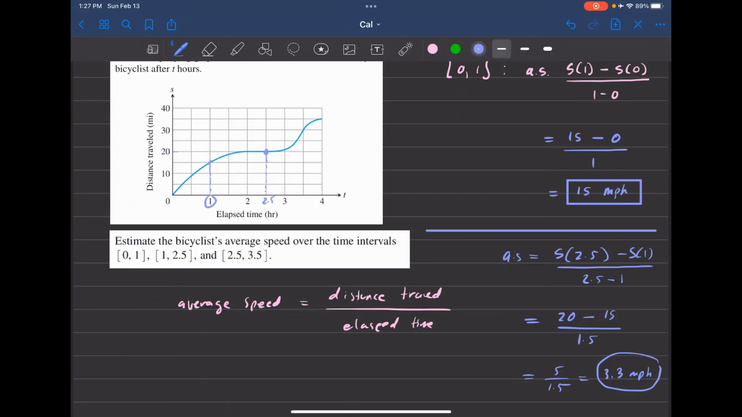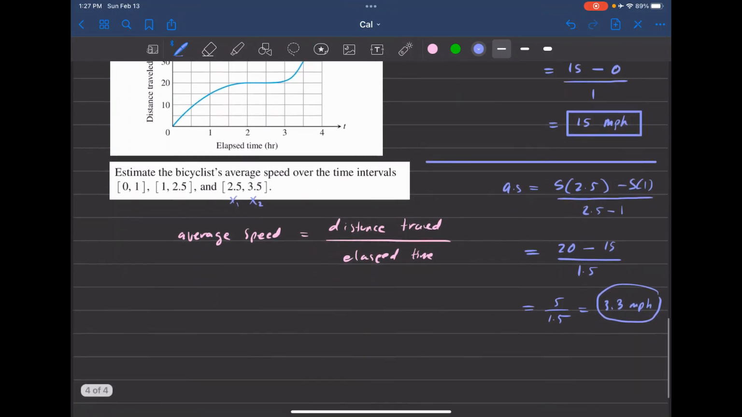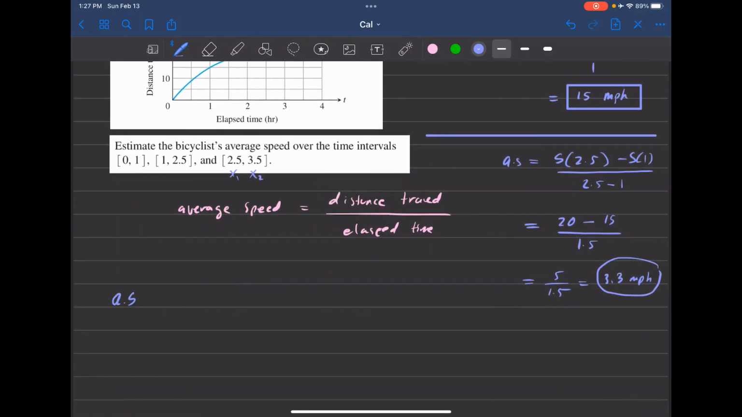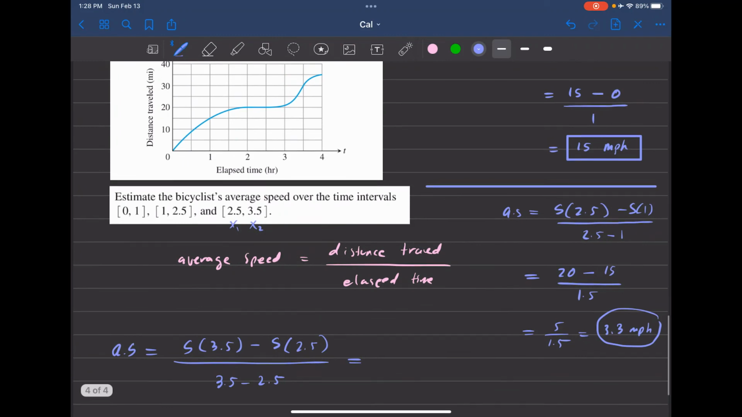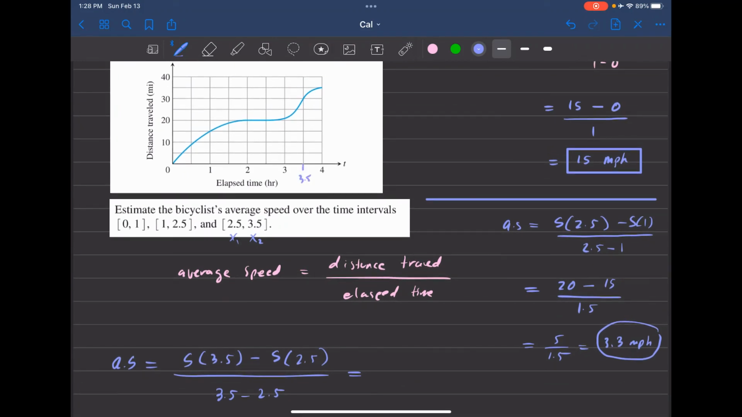And lastly, we want to look at this final interval, 2.5 and 3.5. Let's go ahead and do the same thing. This is the x1, this is x2. So the average speed is going to be s of 3.5 minus s of 2.5 all over the change in the x values. That's 3.5 minus 2.5. At 3.5, the height is right up here, and that is 30. We can estimate it to be 30.